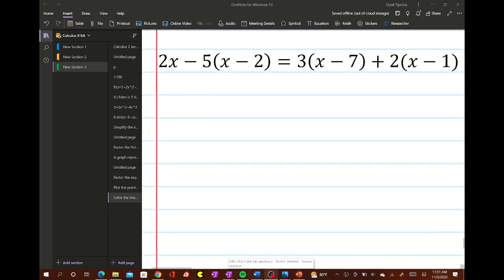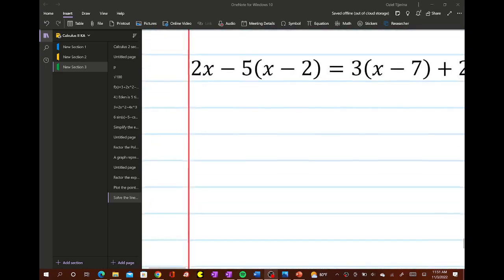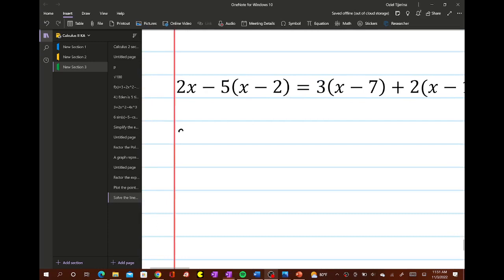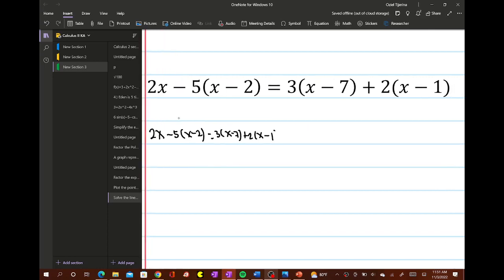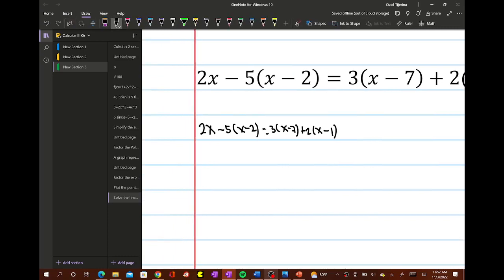Okay, so let's look at this one. This one looks a little bit harder. Basically, what you're going to do is distribute. So let me rewrite the problem. 2x minus 5 times x minus 2 equals 3 times x minus 7 plus 2 times x minus 1. So you have 2x, and then the negative 5, you're going to distribute it. So it'll be minus 5x, and then negative times negative is positive, so plus 10.